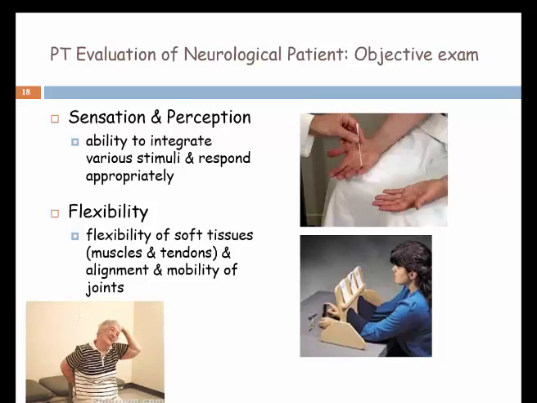Also included in the physical therapy evaluation of the neurological patient are sensation and perception testing. Sensation and perception are essential for normal movement. Assessment of visual, vestibular, tactile, and proprioceptive abilities are essential in identifying deficits and guiding treatment for the neurologically involved patient. For example, individuals with loss of proprioception need specific training to regain this sense.